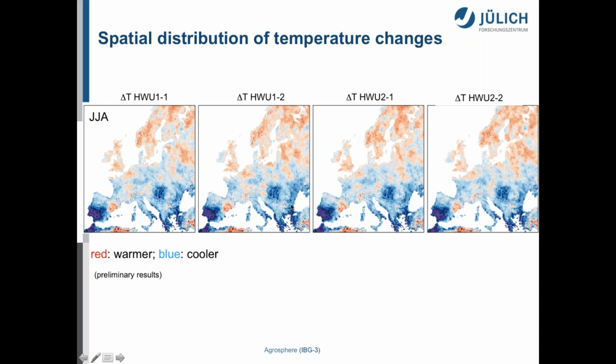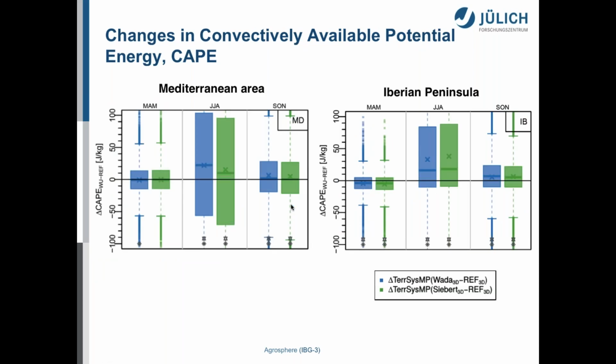What I find interesting is the change in convectively available potential energy. Probably many of you are not familiar with this variable. It is really a variable for the atmosphere, and it is an indicator of atmospheric stability. So very high CAPE values would suggest that there might be more frequent or, let's say, severe weather initiated.